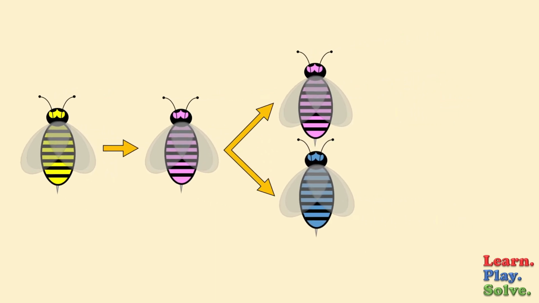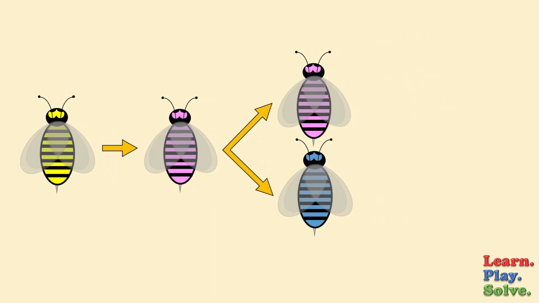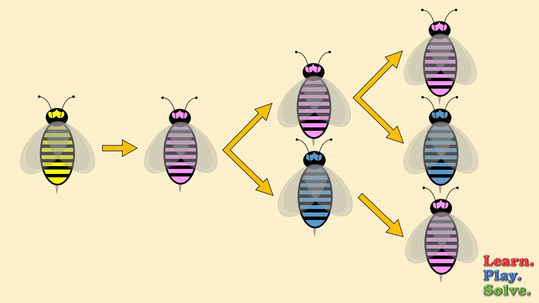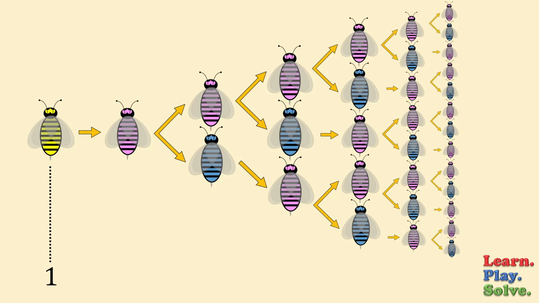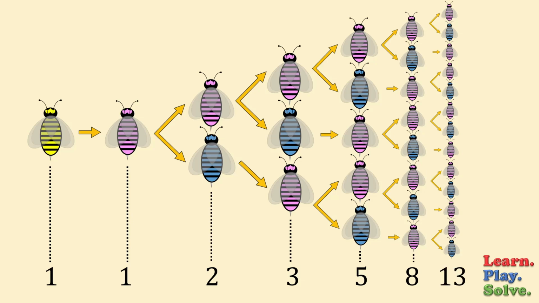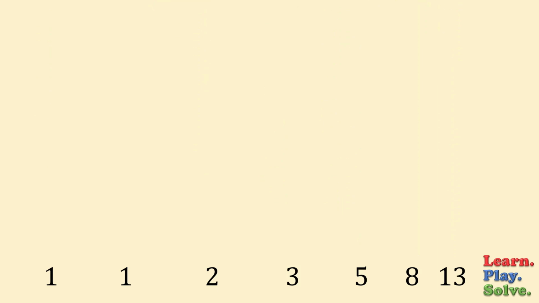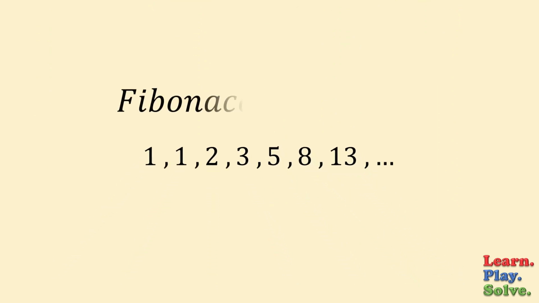The same goes for every generation. Each male has one parent, and each female has two. So one drone has one parent, two grandparents, three great-grandparents, five great-great-grandparents, eight great-great-greats, and so on. You might already recognize this sequence of numbers as the Fibonacci sequence.